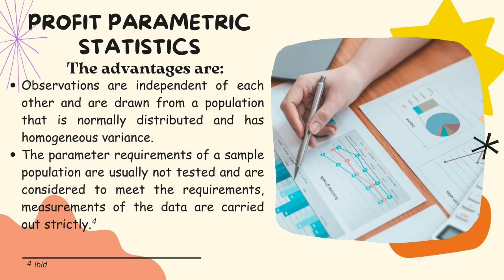Advantages of parametric statistics. The advantages are: observations are independent of each other and are drawn from a population that is normally distributed and has homogeneous variance. The parameter requirements of a sample population are usually not tested and are considered to meet the requirements. Measurement of the data is carried out strictly.